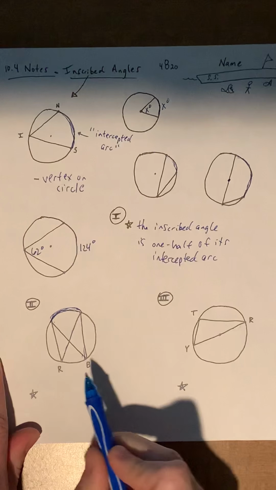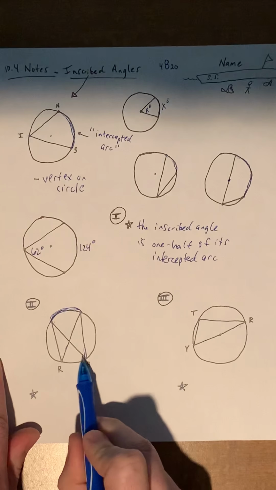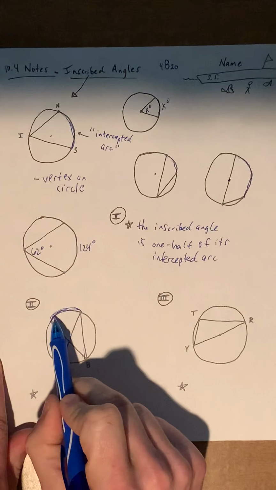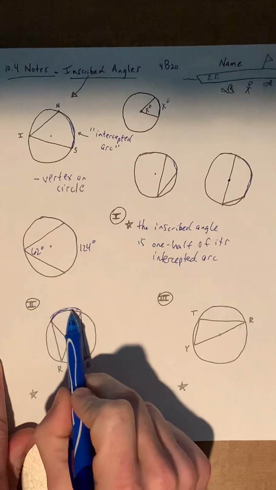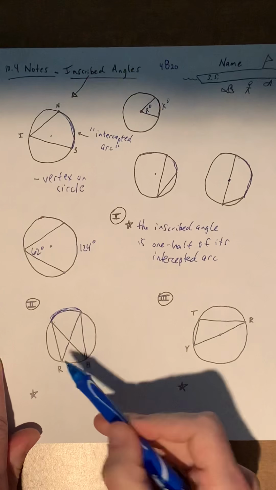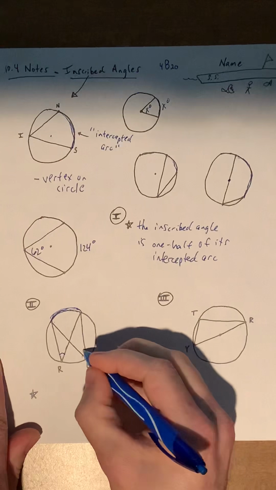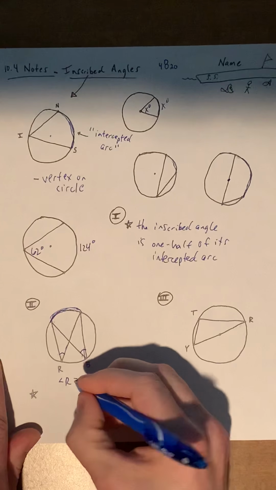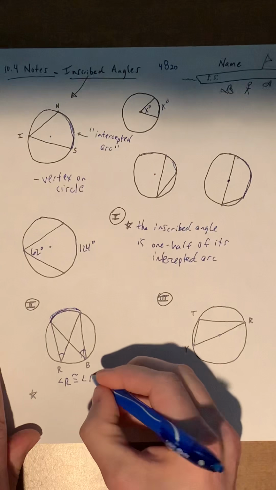So that means you know that these two angles, R and B, have to be congruent. Because if they have the same degree measure intercepted arc, you chop that in half, you're going to get the same degree measure for each angle. So you would know that these are congruent. Angle R congruent to angle B.